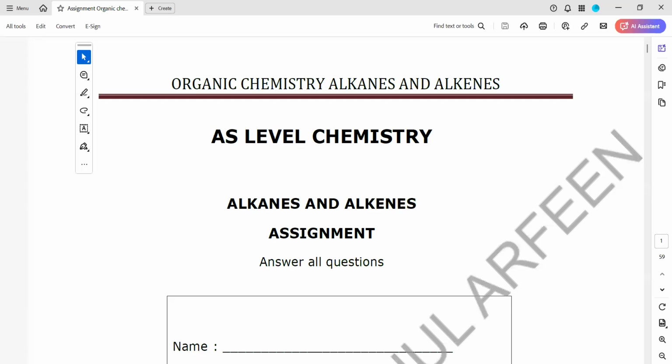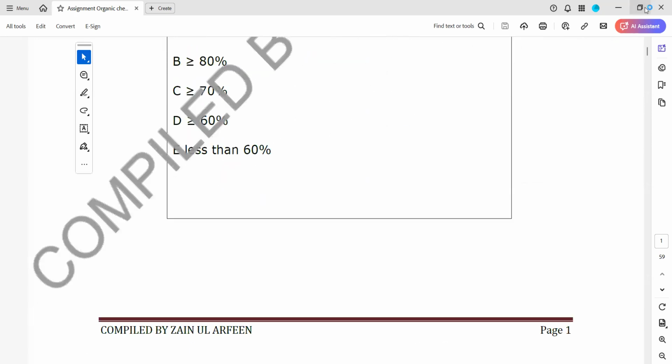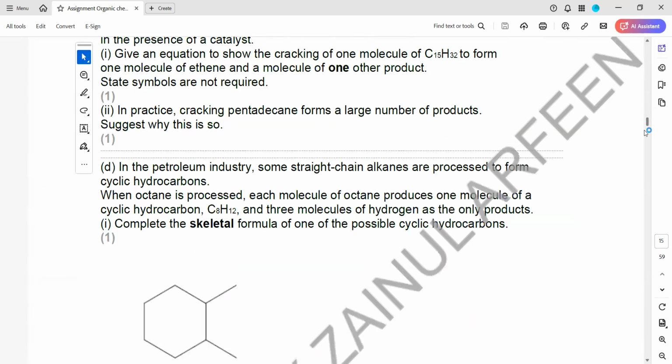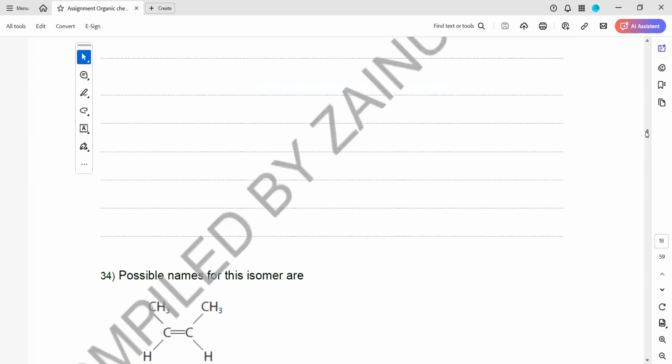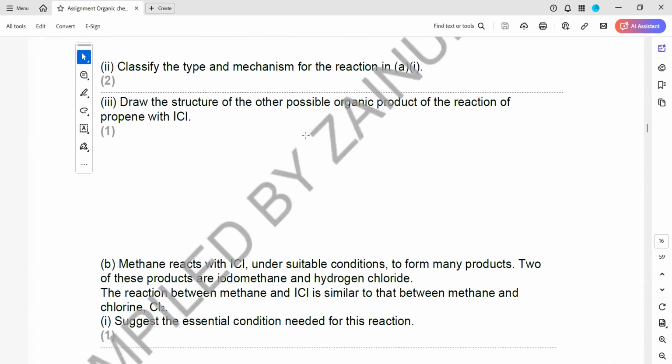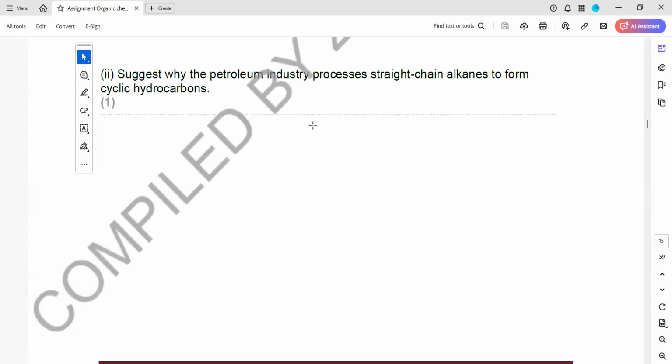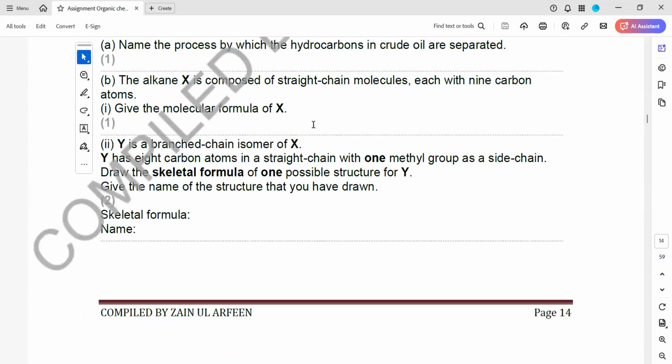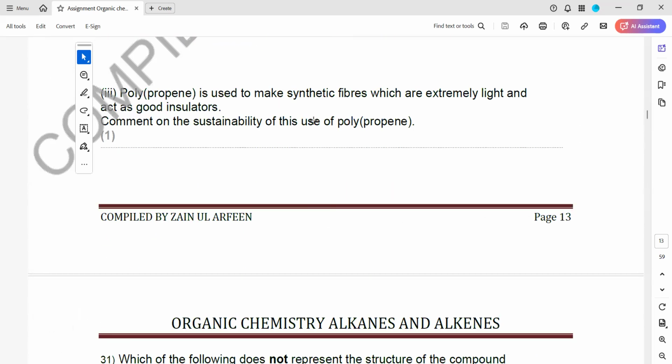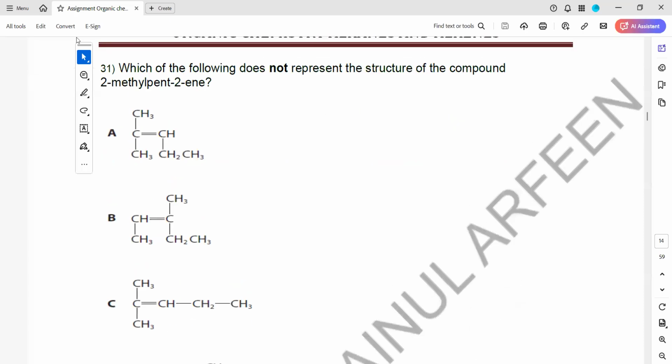So this exercise is related to the topic alkanes and alkenes. We'll start with question 31, because some of the questions are already recorded. So I will start with question 31 and solve it. It has both MCQs and the structure question. So this is question 31.